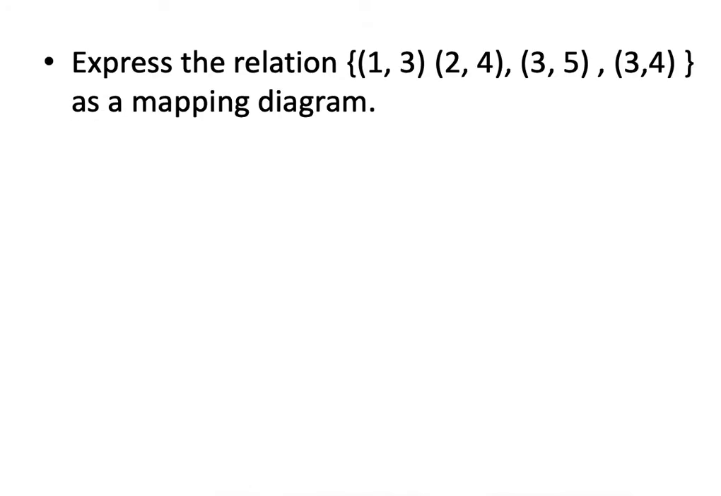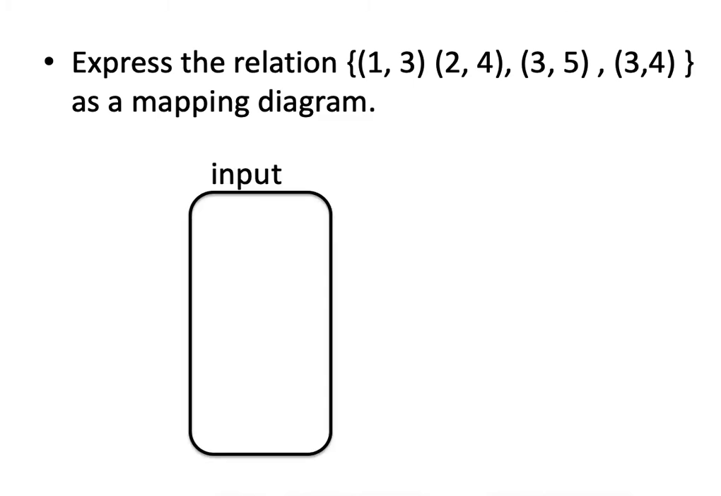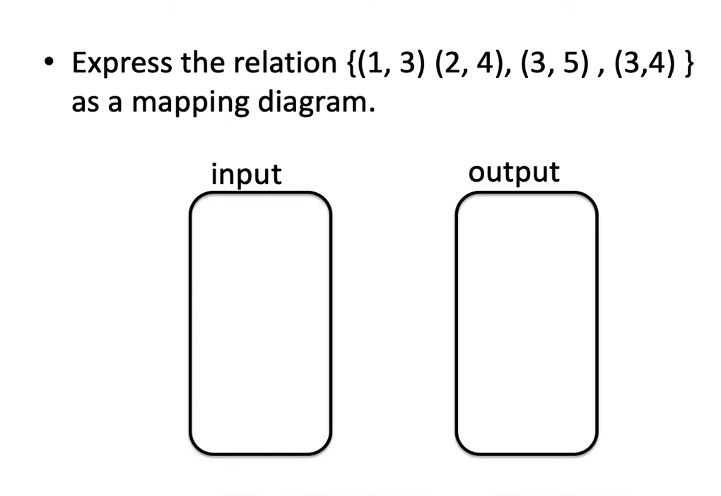So inside your notes, I'm going to take a different set of points: (1,3), (2,4), (3,5), (3,4). And we're going to express it as a map. So what we do when we have relationships, we have two categories a lot of times. We have inputs and we have outputs. And you've seen this in the past. So our inputs, we're going to put all our x values. Input is x. So our x values for these ordered pairs are 1, 2, 3, and 3.